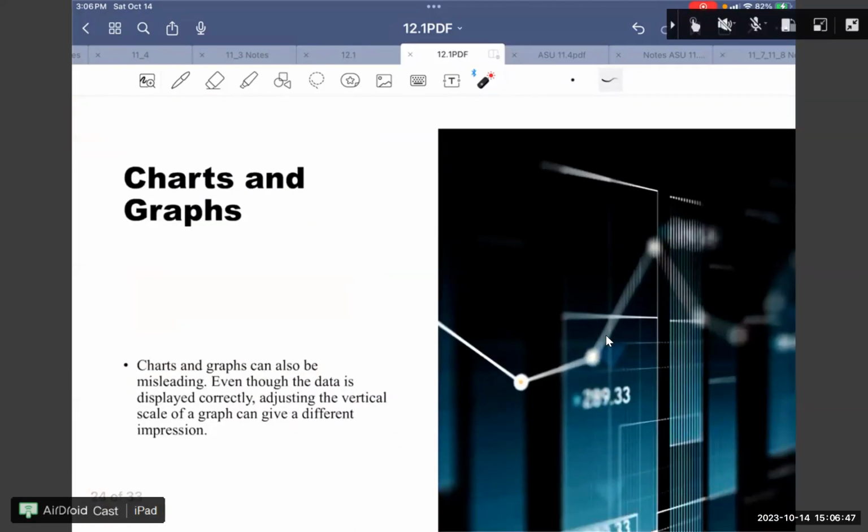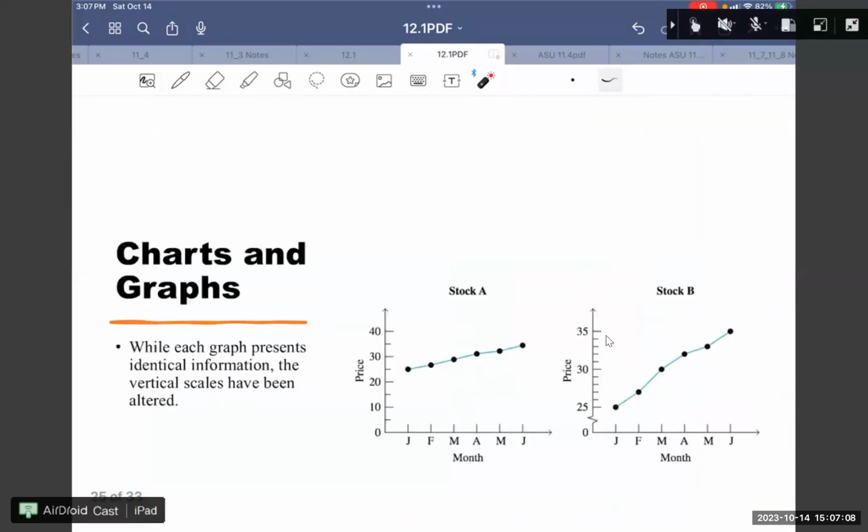So we have a chart and a graph. Charts and graphs can be misleading even though the data are displayed correctly. Adjusting the vertical scale of the graph can give a different impression. While each graph represents identical information, the vertical scales have been altered. You see this with stock A. So this one is the chart or the graph.